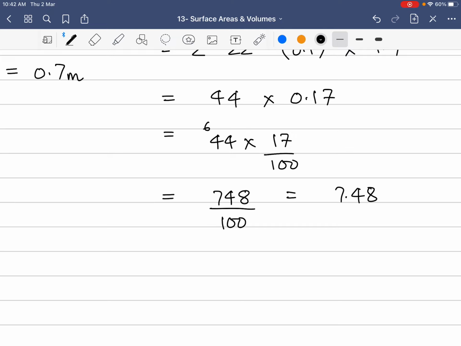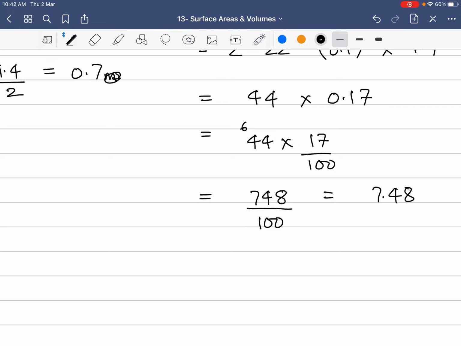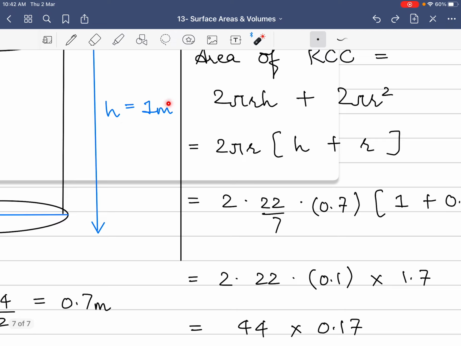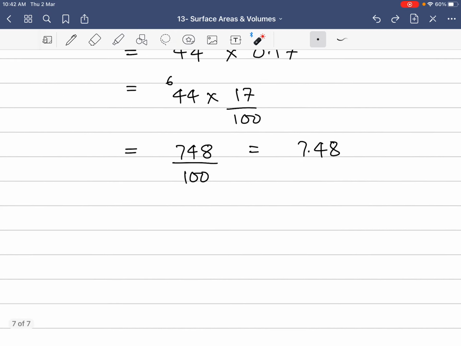And what is the unit? The unit is meter. Everything was in meter, so this was in meter, and even the height was in meter. So what we're going to get is meter square. I'm just going to write here meter square, and in fact I'm going to box it, 7.48 meters square.